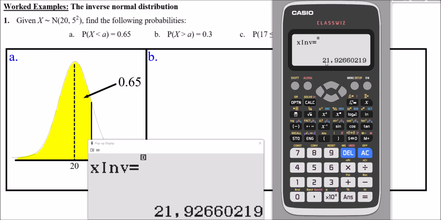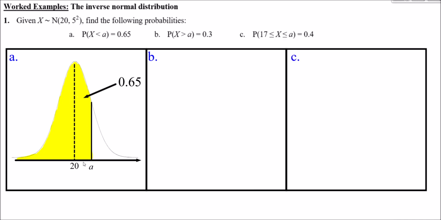We see that a must be 21.93 to 2 decimal places. So for the first one, a is 21.93.